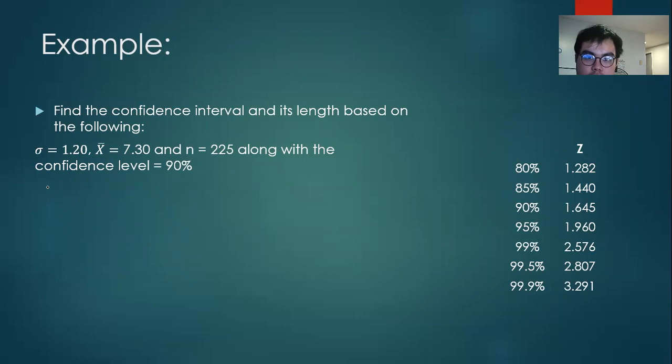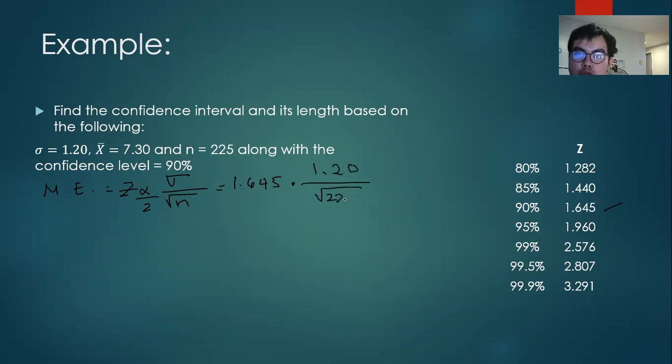So this is z alpha over 2, then the standard deviation over the square root of the sample size. Since our confidence level is 90, I have provided this table of z distribution, so you will no longer have a hard time looking for this. The 90% corresponds to 1.645. Then we're going to substitute the standard deviation, which is 1.20, then the square root of 225.